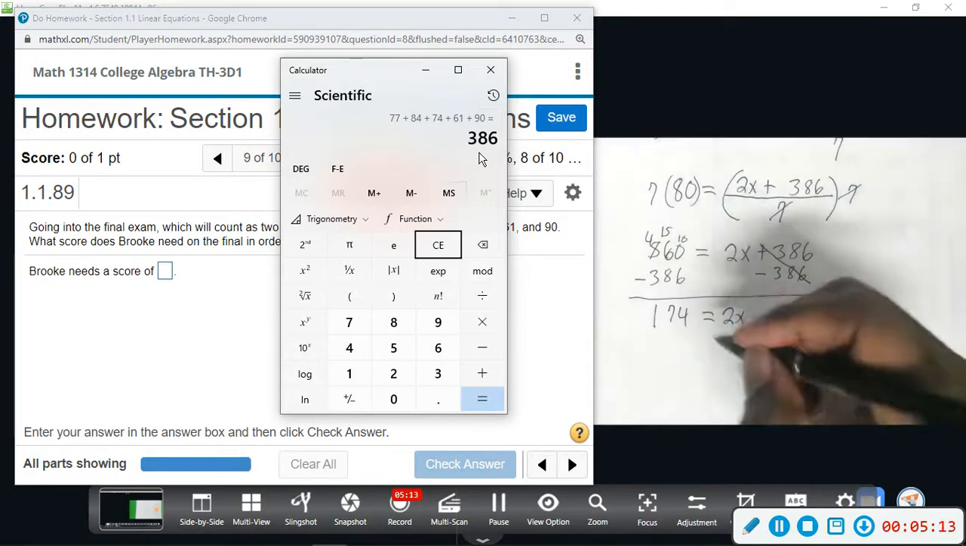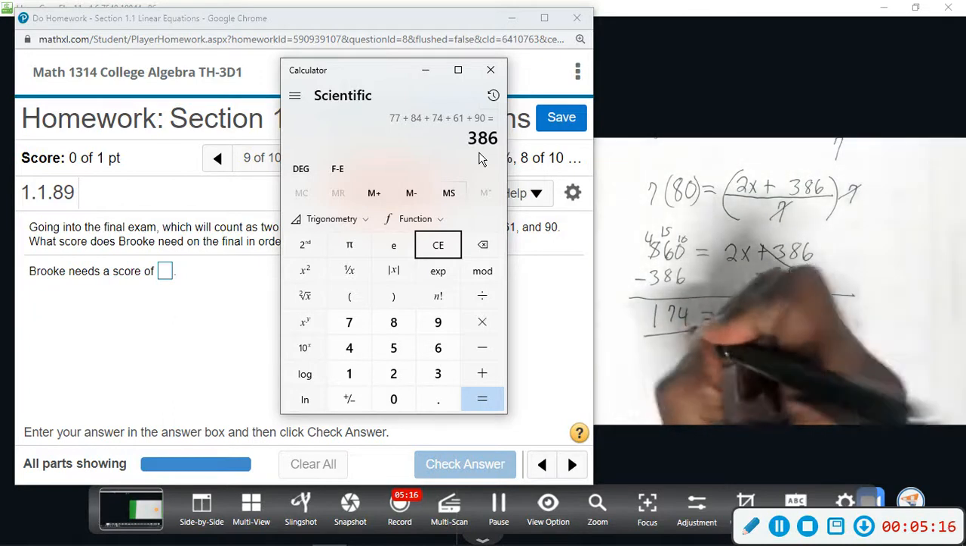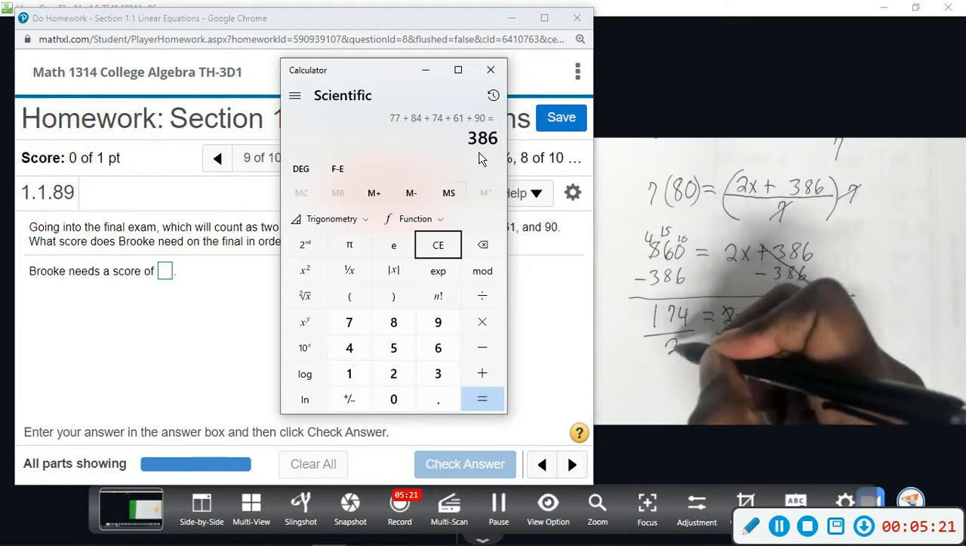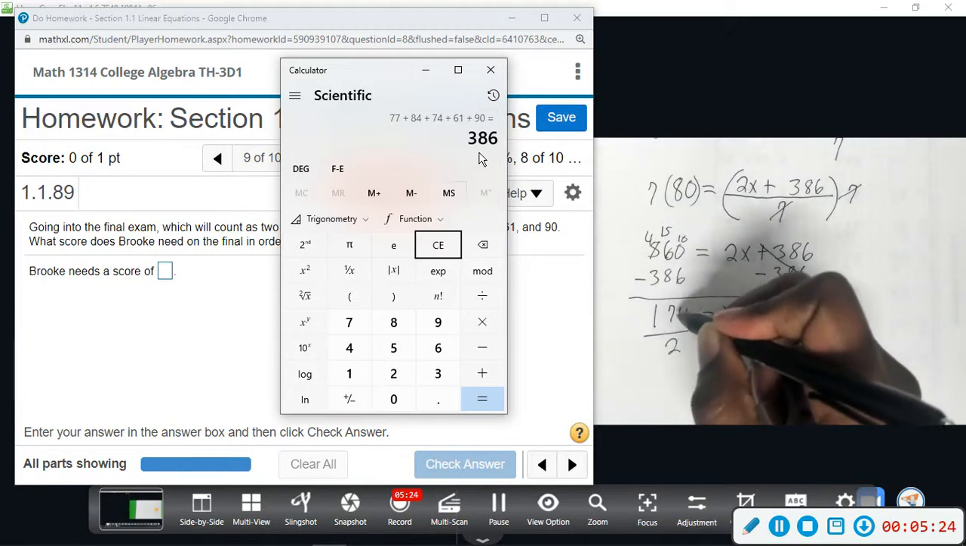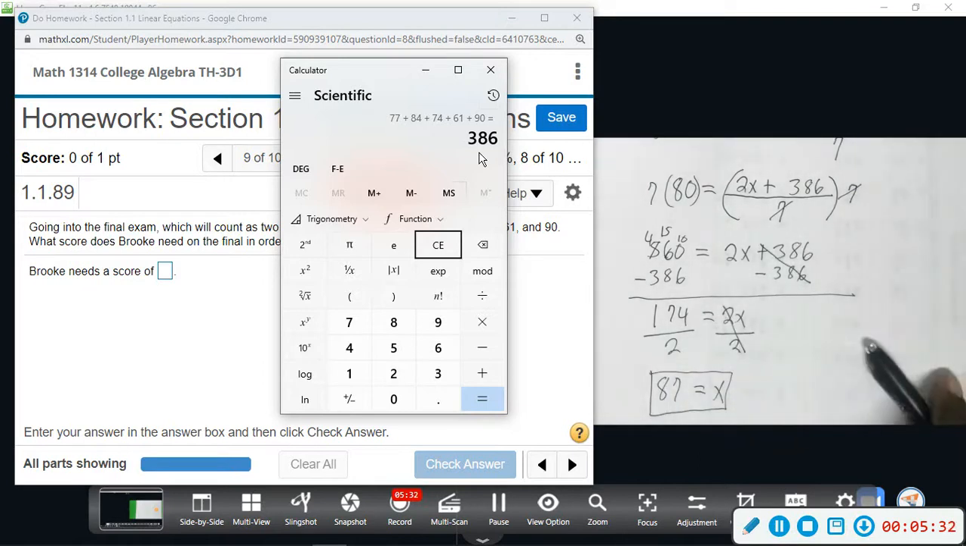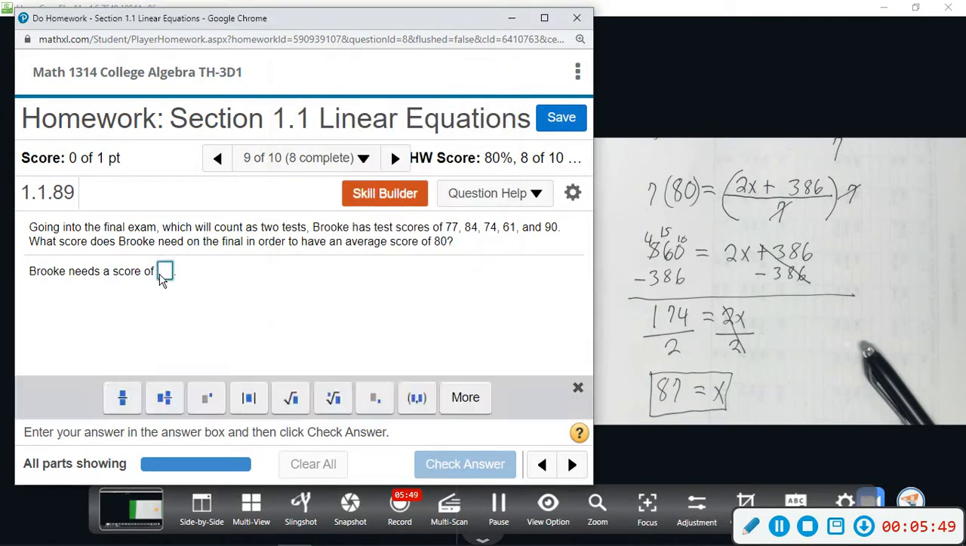Running out of room. Divide by 2. 2 times 80 is 160, 87. So we need to get an 87 on our final so that we can have a final average of an 80. Let's just verify. 174 divided by 2, 87. Okay, so we need an 87 on our final, or Brooke needs an 87 to get a final grade of an 80.